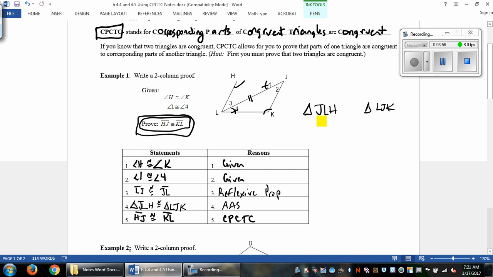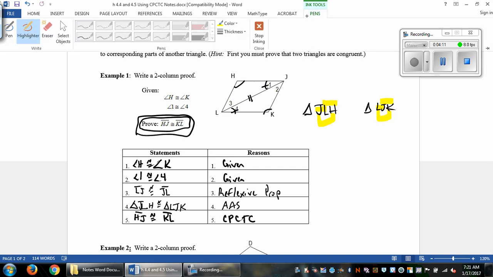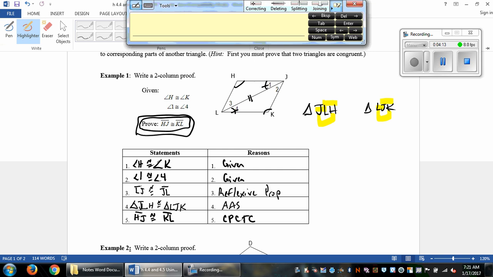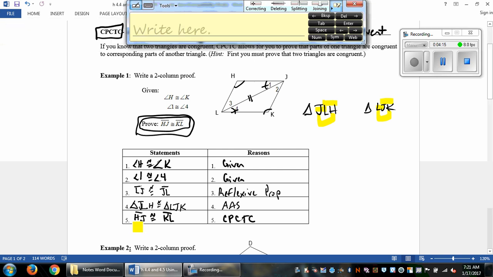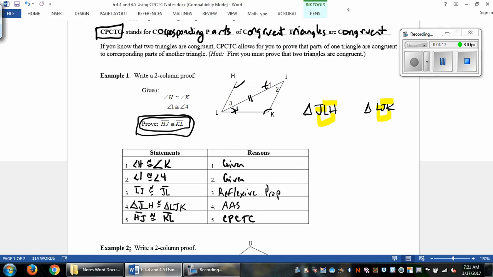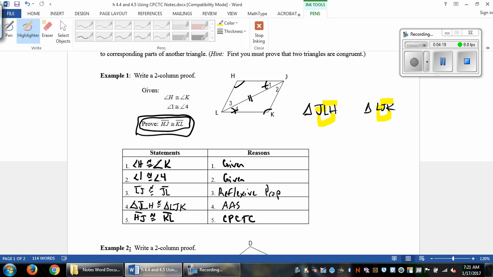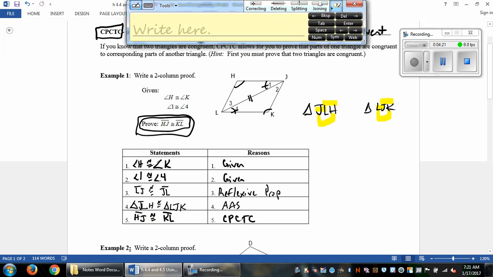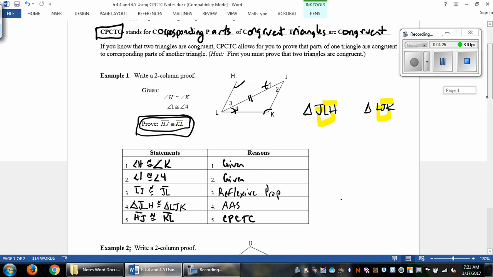So the corresponding parts here go along with the letters. So you have JL and LJ, or you'd have LH with JK, or even JH with LK. Those are the different corresponding parts that you could have. In this case, we're using the HJ and KL. Okay, alright. Next proof.